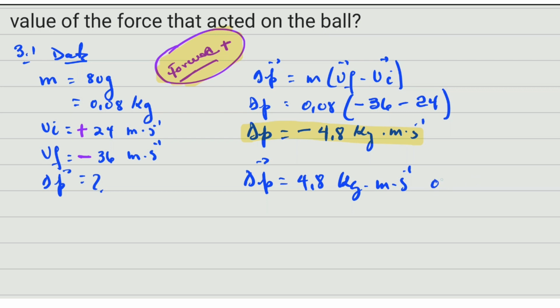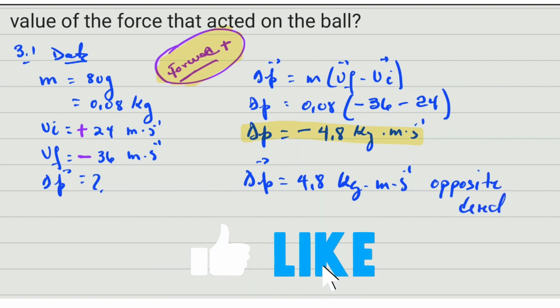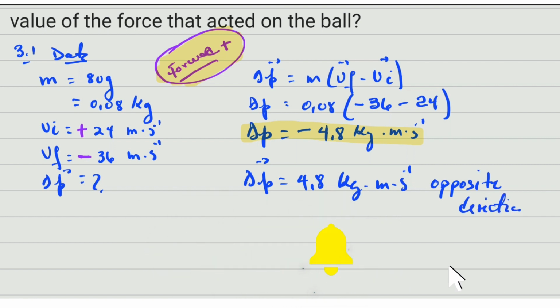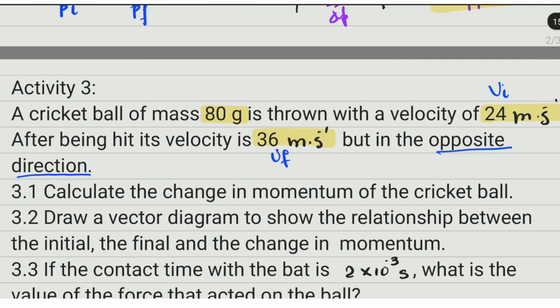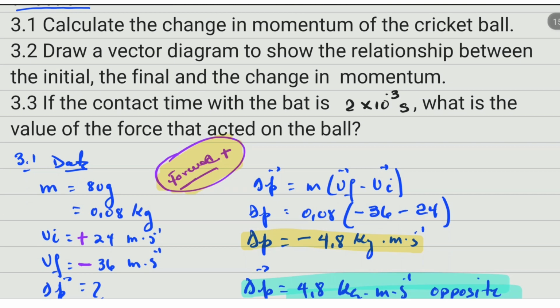So opposite direction. Here's my cat now being naughty. I'm playing. Opposite direction. And so this is the final answer for this question. Opposite direction, remember, try to use the direction they're using. In the question they said opposite direction, they don't say forward and backward. So let's keep that one, okay?